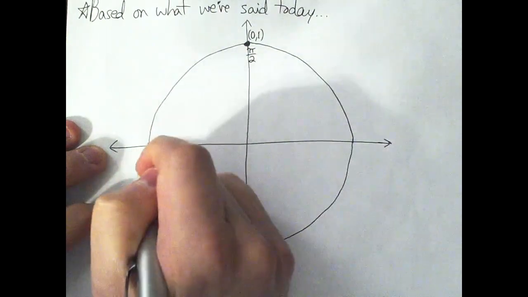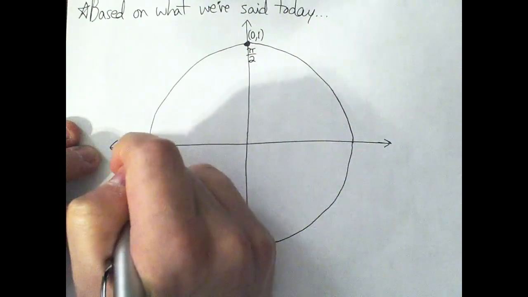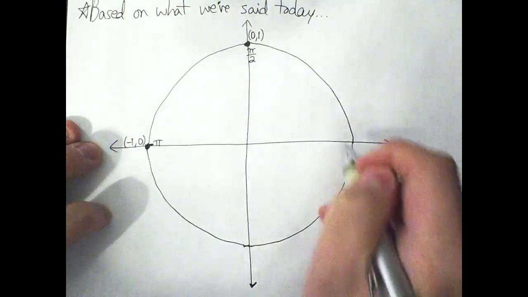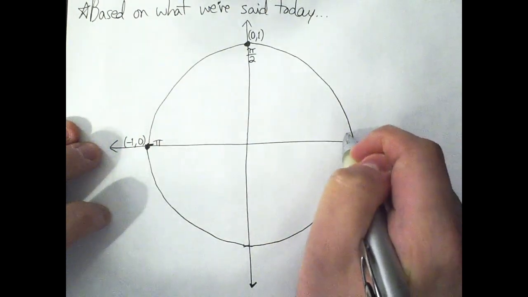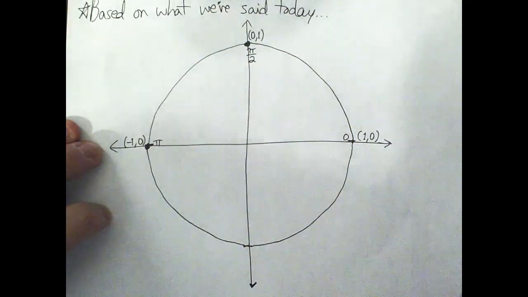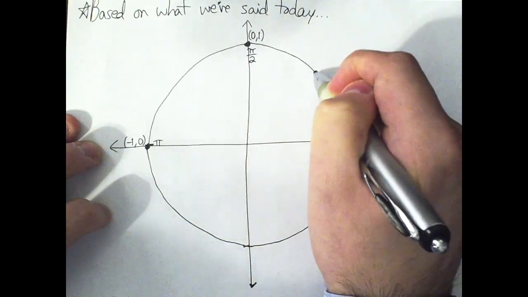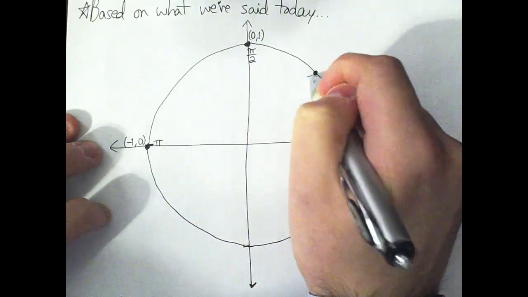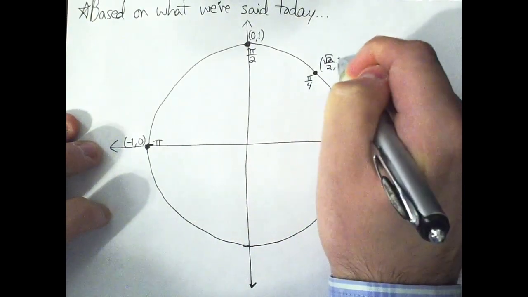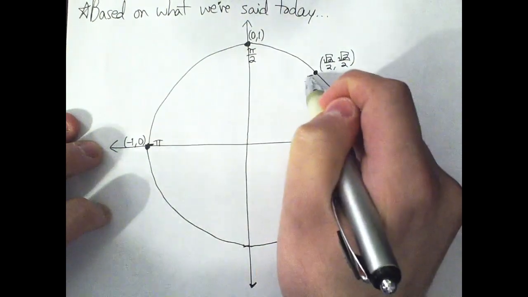If we went further, if we went a distance of pi, that would take us to -1, 0. If we went a distance of 0, that keeps us here at the starting point of 1, 0. Let's fill in those 3 points that were on the list of common values. So one of them is here, it's pi over 4, and it was the square root of 2 over 2, comma, square root of 2 over 2. That one's easy to remember because the x and y are equal to each other.